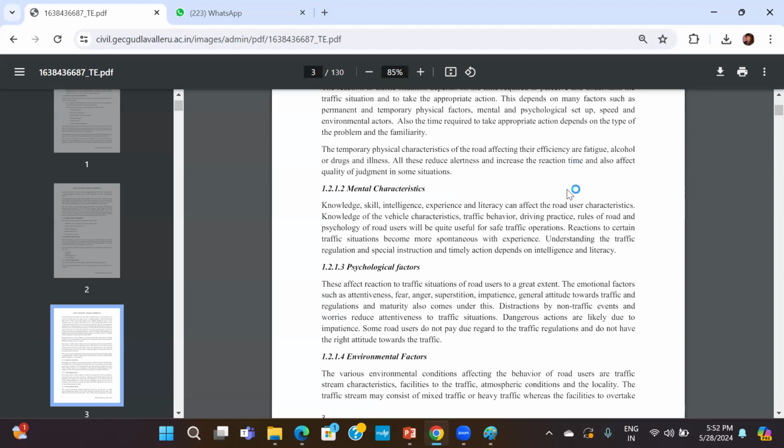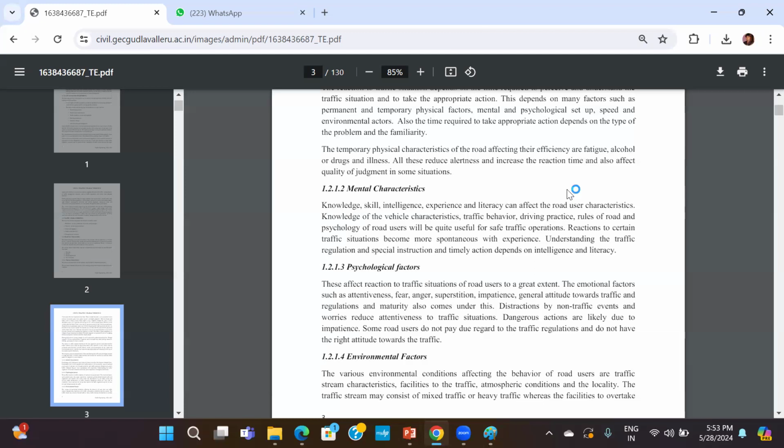The third one is psychological factors. Psychological factors, in the sense, whether the road user reacts very fiercely, with anger or impatience. So these are all emotional factors. If any situation occurs and he reacts very angrily, it creates more traffic problems.